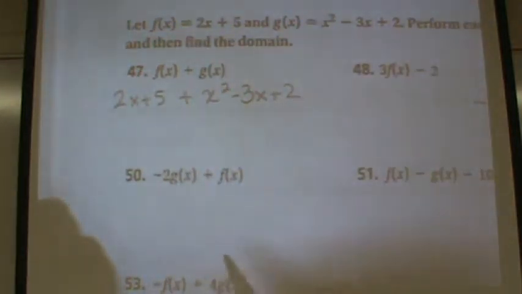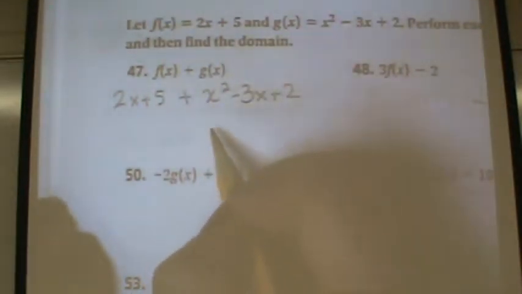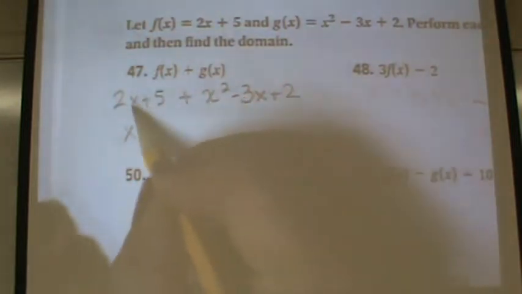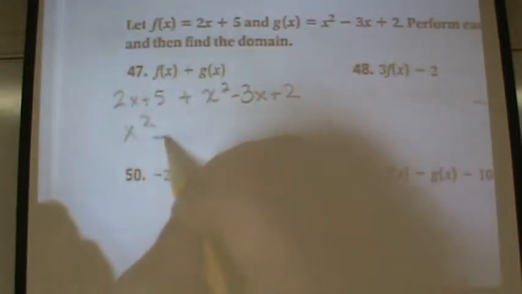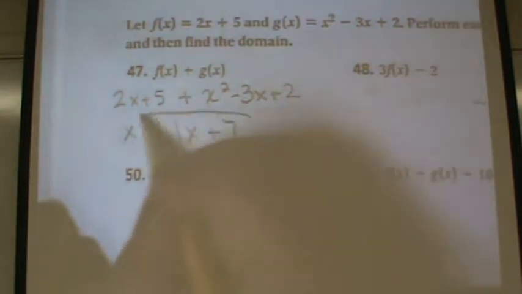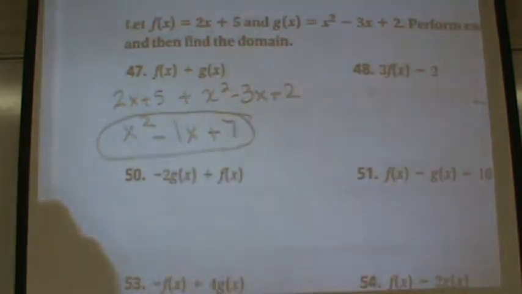Now you need to put this in standard form. What goes first? x squared. Then add these two, what do you get? Minus 1x. And 5 and 2 is 7. So that's f plus g of x.